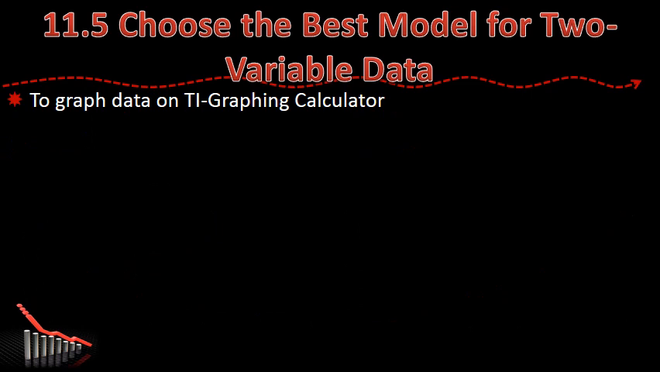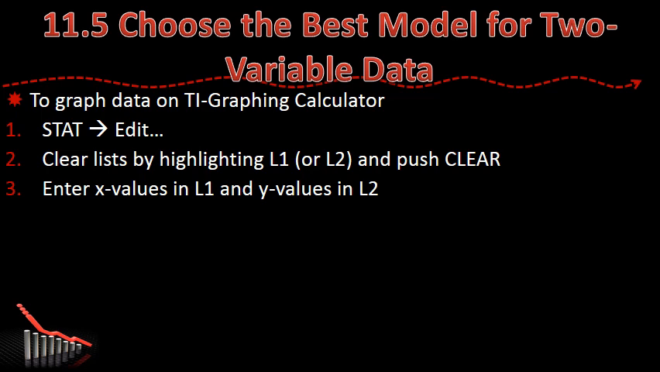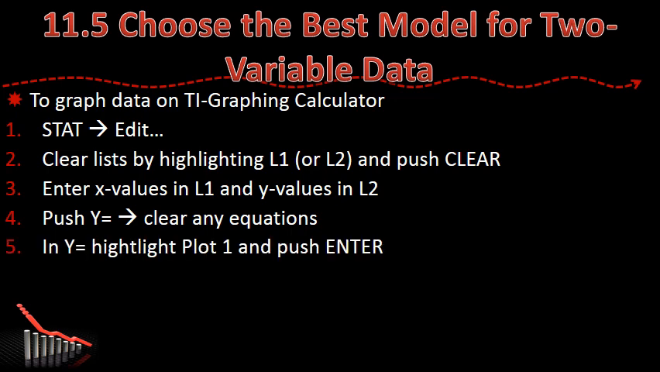To graph data on the TI graphing calculator, hit Stat, and then go over to Edit. Clear any list by highlighting List 1 or List 2 and push Clear. Enter the X values in List 1 and the Y values in List 2. Push Y equals and clear any equations. The Y equals highlight plot 1 and push Enter. It should default to scatter plot. And then hit Zoom, Zoom Stat, and you should see your points.